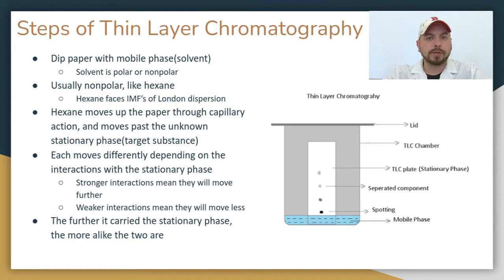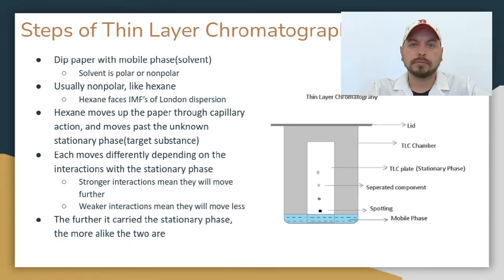The further it carried the stationary phase, the more like the stationary phase it is. So in other words, a component that moves further up the paper would be more similar to hexane in that it experiences more London dispersion forces, whereas a stationary phase component that moves less far up the paper is going to experience less of those interactions and will likely be more polar as a result.